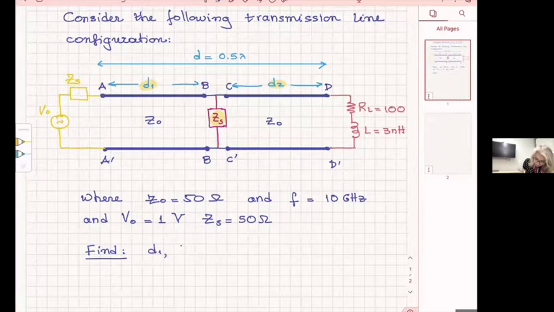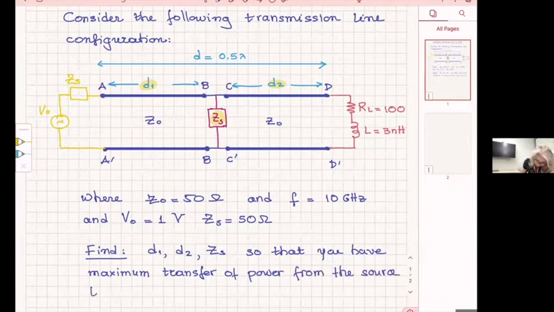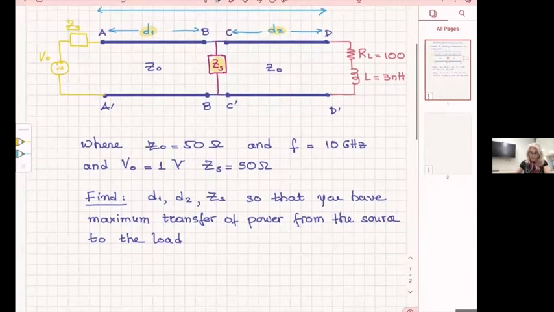D1, D2, and ZS so that you have maximum transfer of power from the source to the load.